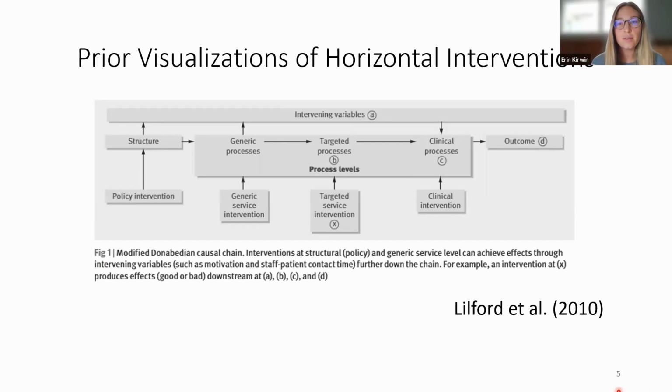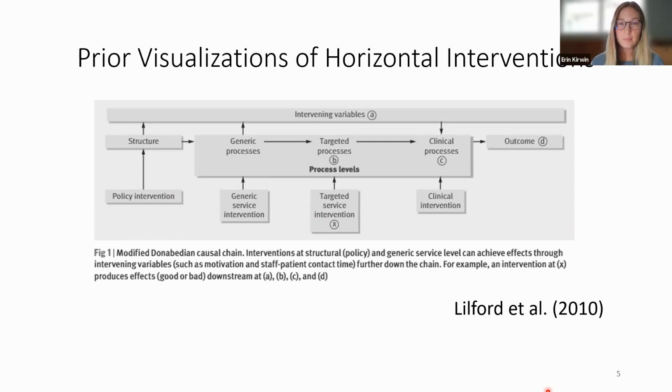And you can also see that the diagram includes different types of vertical interventions. So while we have a horizontal intervention over here, these are all vertical interventions. Those are things like generic service interventions, targeted service interventions, and clinical interventions. So interventions on the left of the diagram are horizontal, like I said, and then as you move right, you get increasingly targeted vertical interventions.